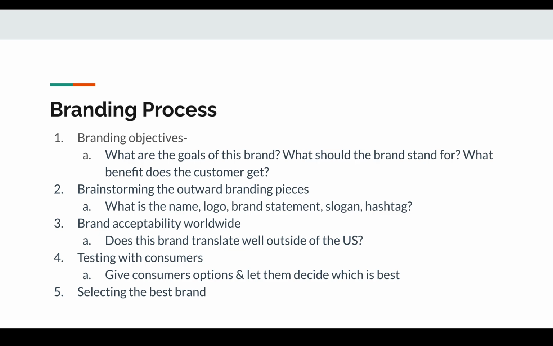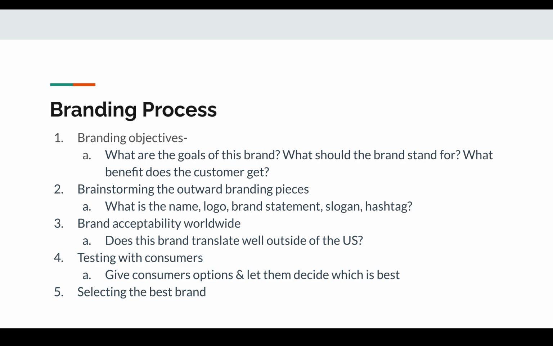Once you have decided that, you can start brainstorming those outward branding pieces or the customer-facing pieces. So what is my name going to be? What's something that stands out that customers will recognize after I get established? What is a logo and a brand statement, a slogan and a hashtag that my customer base will like? If I have a logo that people don't like looking at, I'm not going to be as successful.